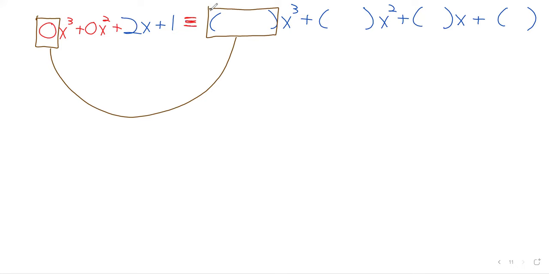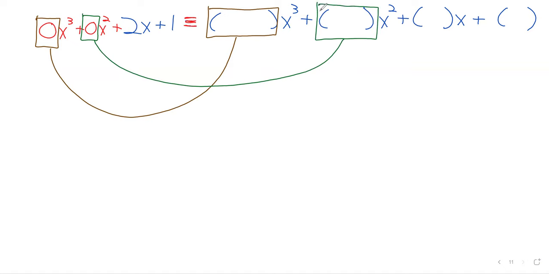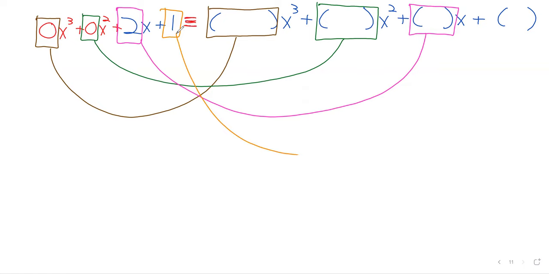So we set 0 equal to that thing in front of the x cubed. And we set 0 equal to this thing in front of the x squared. And we set 2 equal to this thing in front of the x. And we set this 1 equal to whatever that constant is. And what this gives you is a system of linear equations.